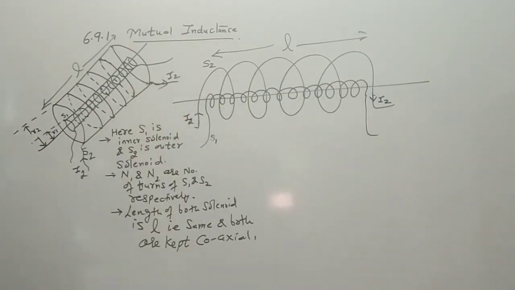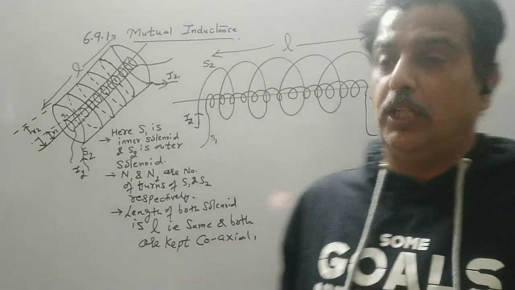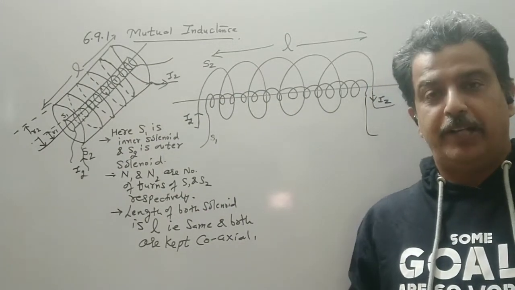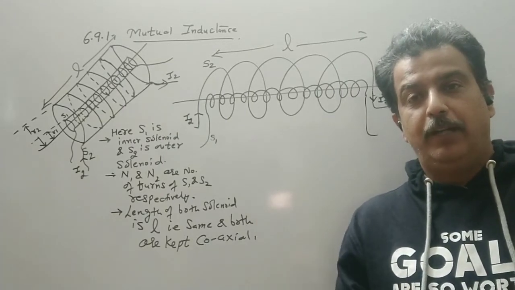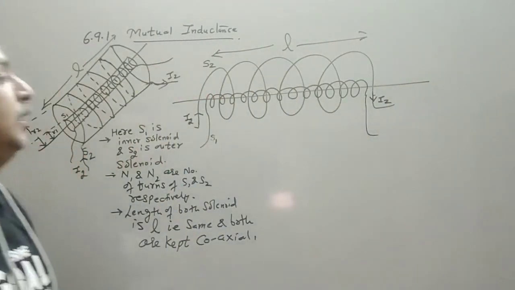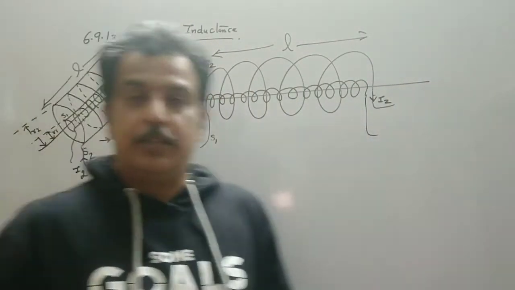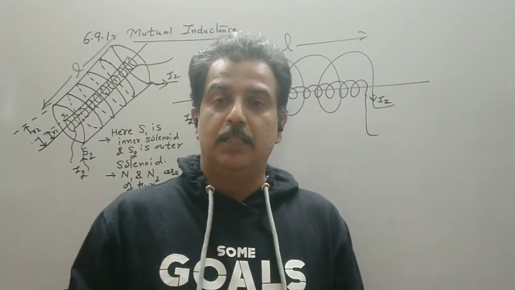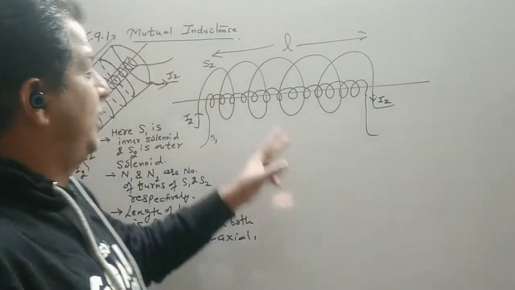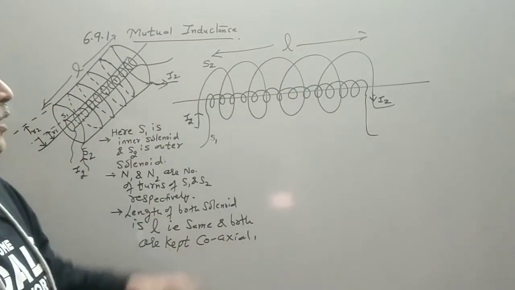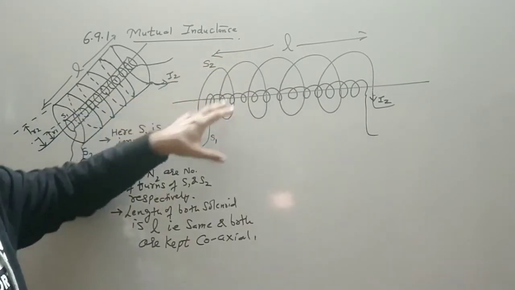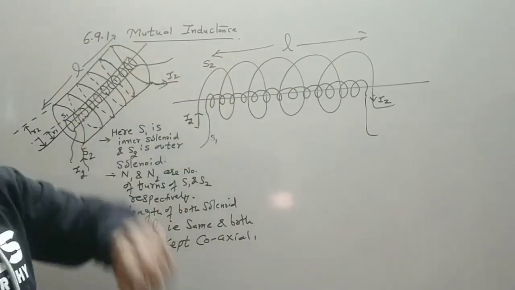Now what happened? When the current I2 is set up in solenoid S2, the outer solenoid, it produces a magnetic field. This magnetic field produces the magnetic flux, which was called flux linkage in the previous lecture, so the flux gets linked with solenoid number 1, the inner solenoid. It means whatever number of field lines this solenoid will produce, they will pass through this inner solenoid.